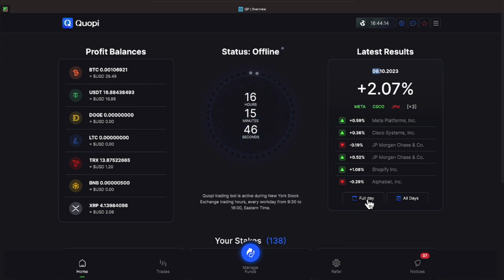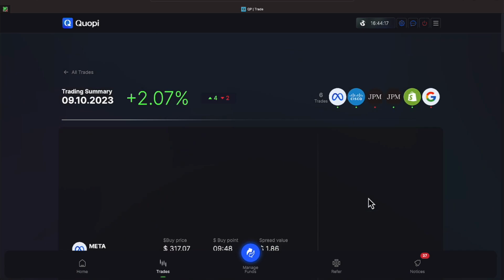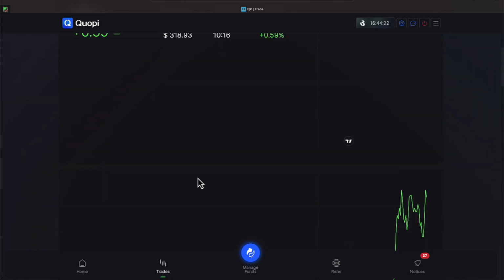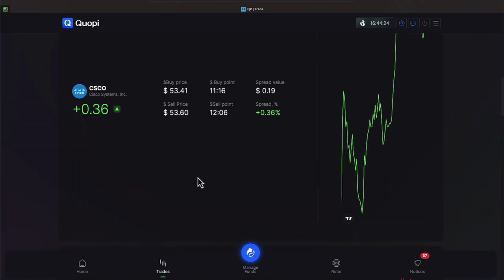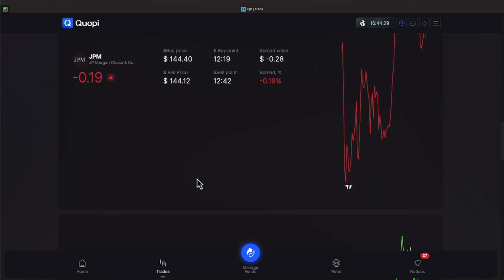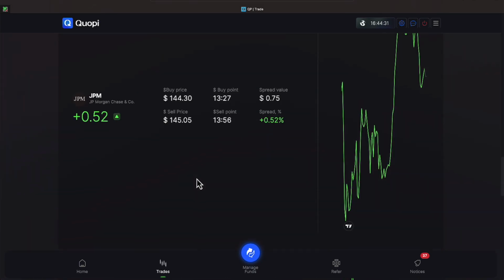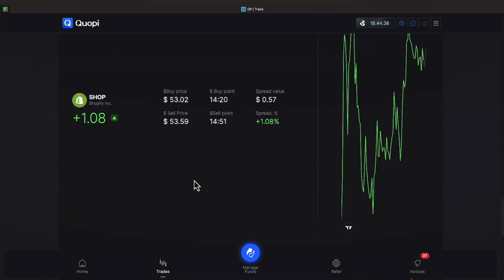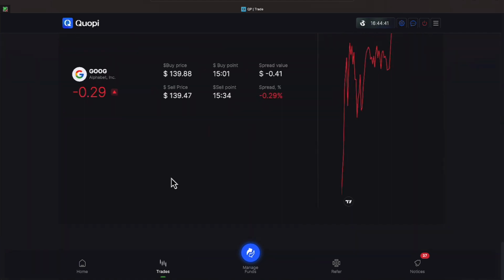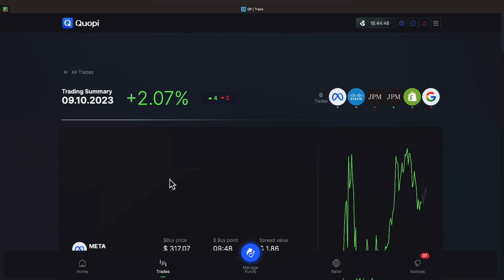Let's click on the full day to get the full report, everyone. And we will start off with Meta with a 0.59% gain, Cisco with a 0.36 gain, JP Morgan a small loss of 0.19, and JP Morgan again with a gain of 0.52. And SHOP with a 1.08, outstanding results for that one. Small loss with Google of a 0.29, which again gives us the 2.07.